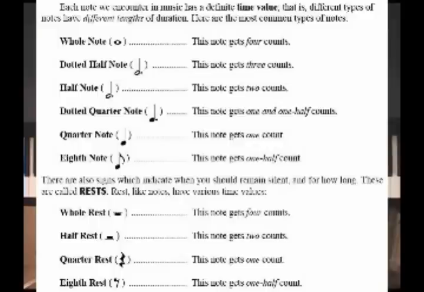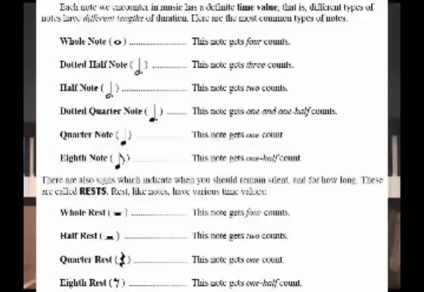The dot adds half the value of the note to the note. So if you have a half note that gets 2 and a dot gets 1, then it would get 3 total beats, right? 1, 2, 3. A dot after a quarter note would add half the value of the quarter note to the note. The quarter note gets 1, so the dot would be worth a half. So together they get 1 1/2. 1, 2, and it would sound like that.